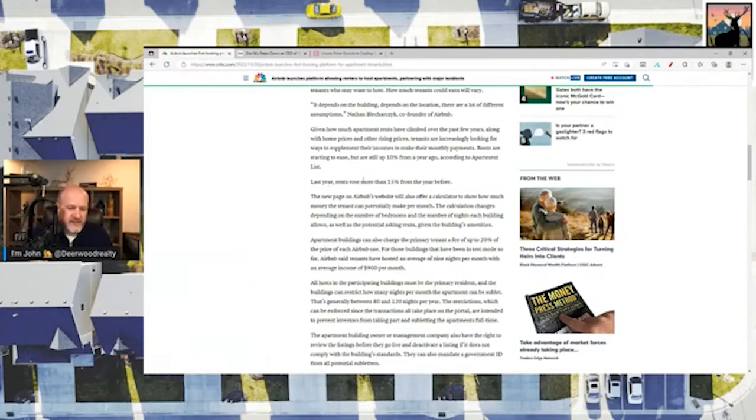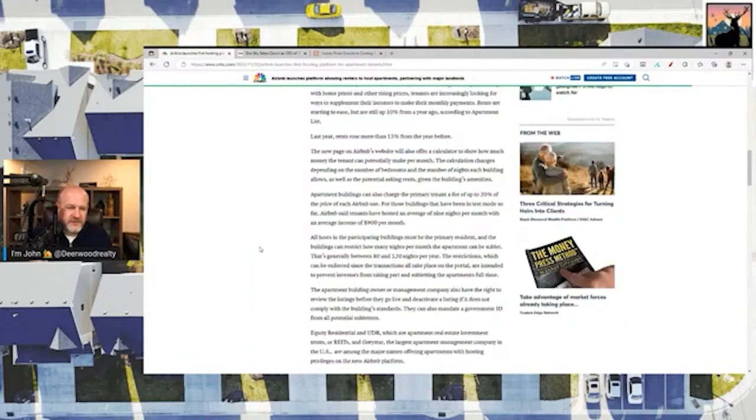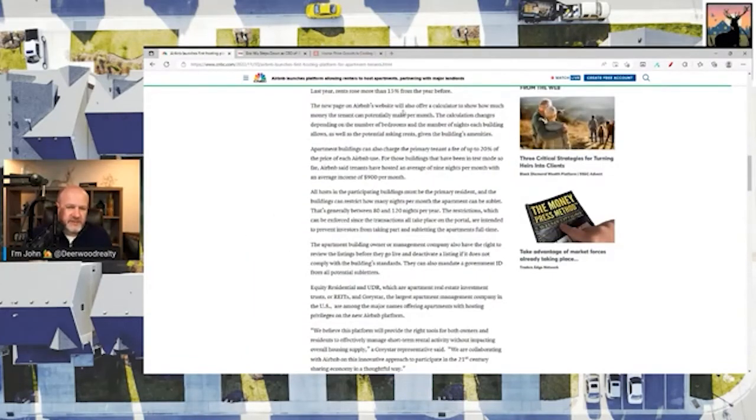It says last year rents rose more than 15% from the year before. The new page on Airbnb's website will also offer a calculator to show how much money the tenant can potentially make per month. Seriously. Stupid. Like, if you can't figure that out, you probably shouldn't be renting your unit.